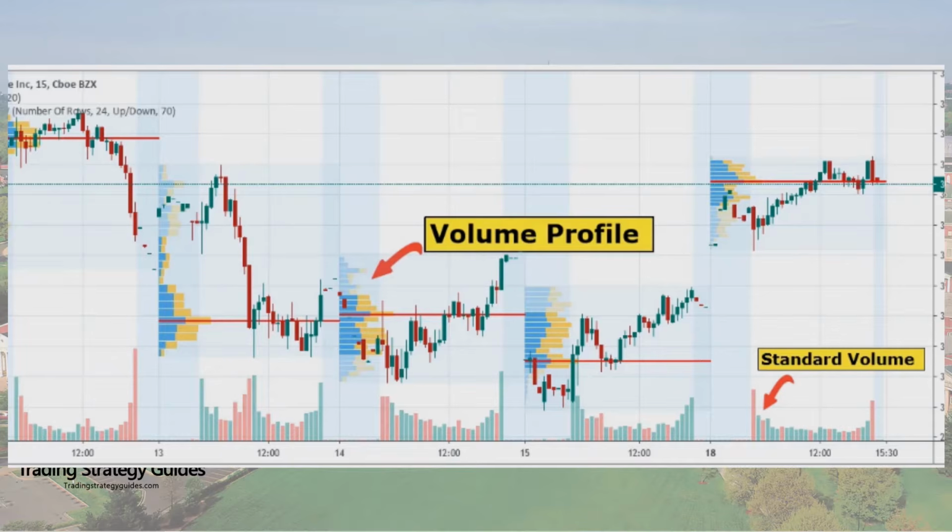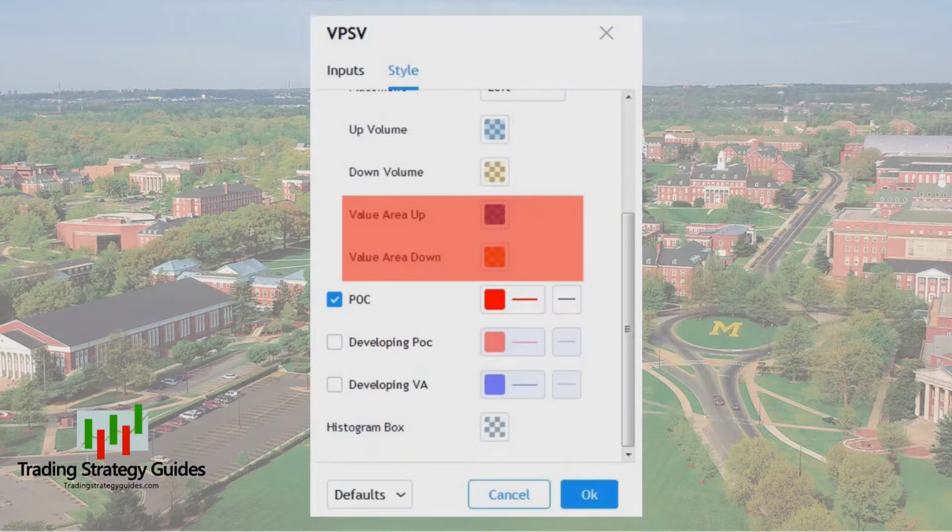Now, in order to make the value area levels a bit more visible, go to the volume profile settings and under the Style tab, change the color for Value Area Up and Value Area Down.